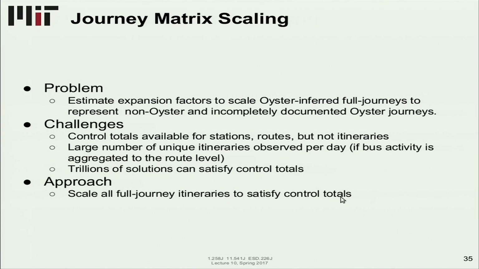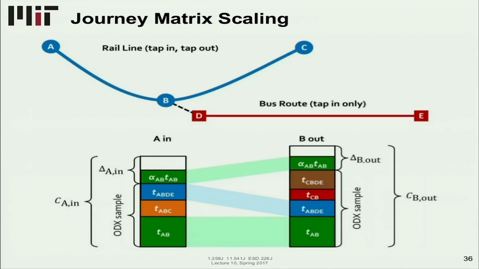So it's challenging because there are many possibilities, and there are some places that people go through that don't have good control totals. But essentially, we can follow an approach that is, in essence, IPF, but applied not to boardings and alightings, but, you'll see, to the scaling factors themselves. So this is a toy example. Here's a rail line where there's tap in and tap out. Here's a bus line where there's only tap in.